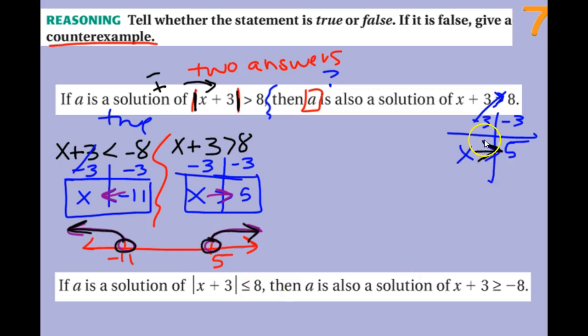So this one right here, I'm going to do this one in yellow, would be this same part pointing this way. So yes, this is true, because the answers that they said were true here are also true here. All the numbers that are greater than 5, like 6, 7, 8, also make this true. Yes, all of these numbers are greater than 5 or less than negative 11.